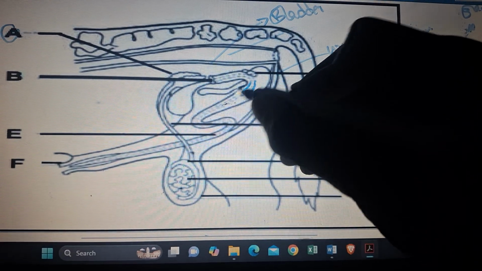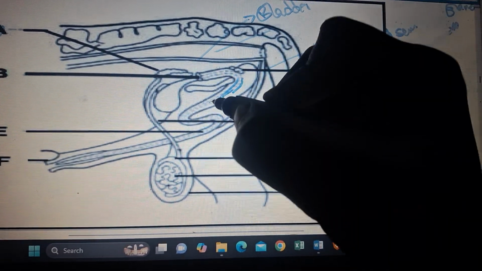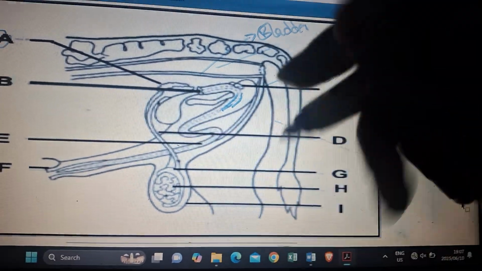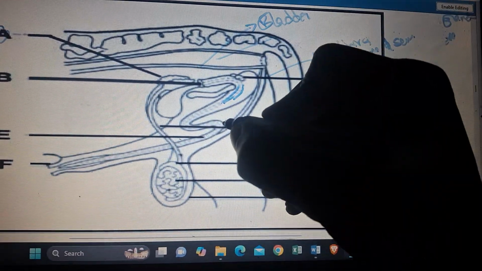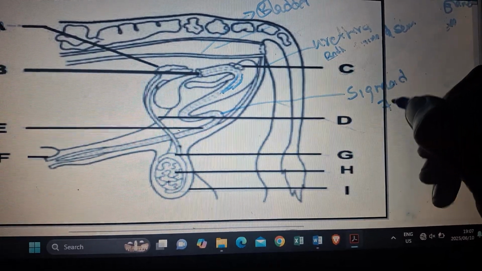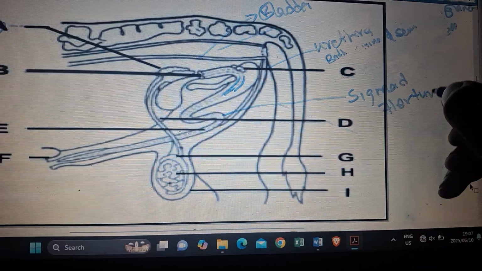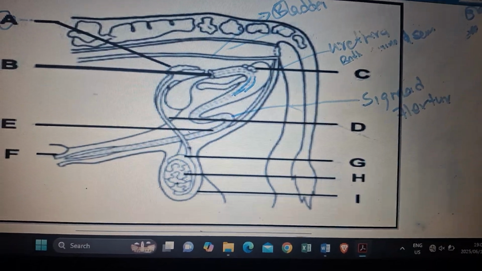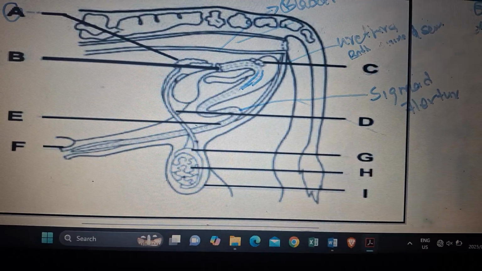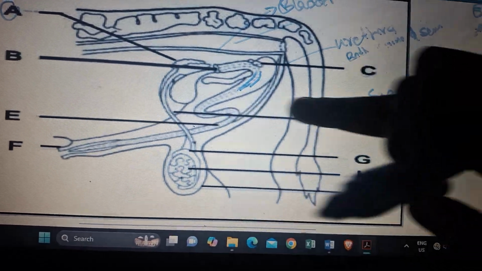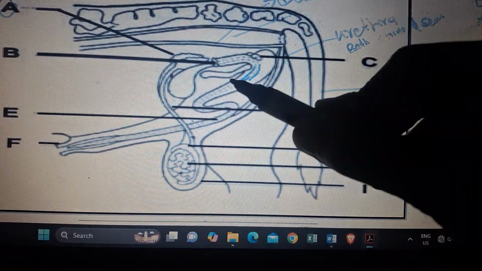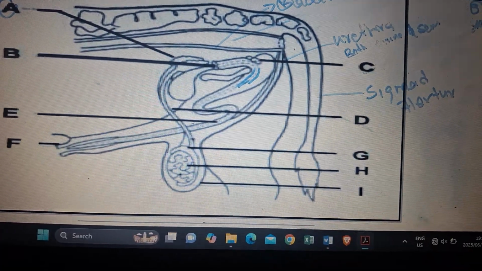Right, so this one is our urethra. Then we have this S-shaped structure. You see, the S-shaped structure. So this one is what we call a sigmoid flexure. The sigmoid flexure is the one that actually gives us an indication if the animal is erect or non-erect. Since this sigmoid flexure of ours represents an S shape, that simply shows that the animal is non-erect.